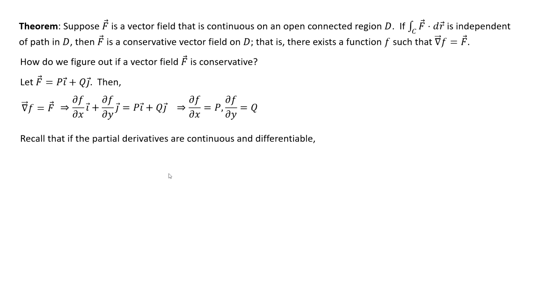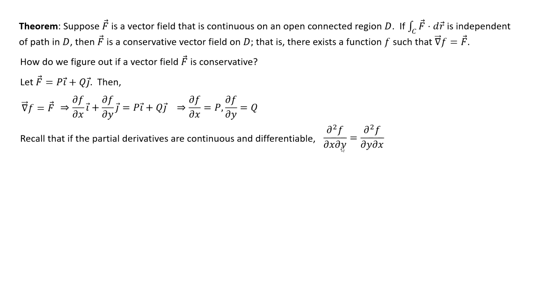Now, recall that if the partial derivatives are continuous and differentiable, then we can say something. Second partial of f with respect to x and y is the same as second partial of f with respect to y and x. Okay, that means the order in which you differentiate doesn't matter. How do you read second partial f with respect to x and y? This is partial with respect to x of partial f with respect to y.